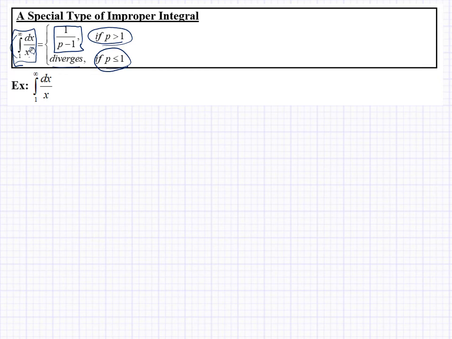Now we can quickly see this with a proof of this special type of integral, but let's just apply it to this integral right here. The integral from 1 to infinity of dx over x to the first. Well, if you look at that, by this result it's going to automatically diverge. Why? Because p equals 1, and therefore it falls into this category.